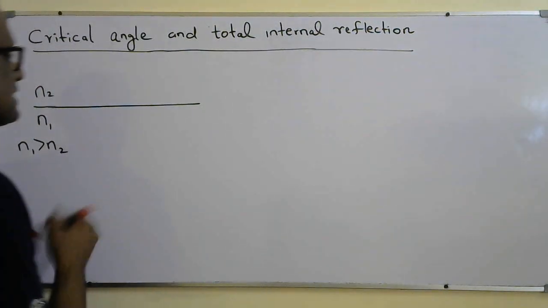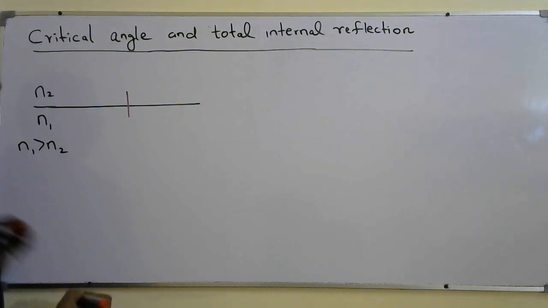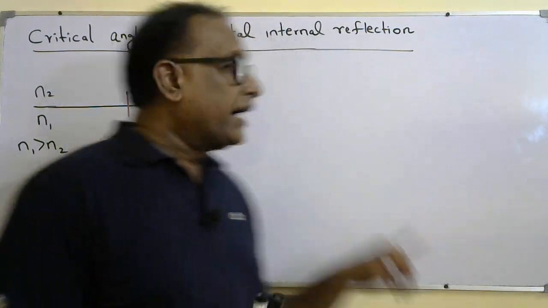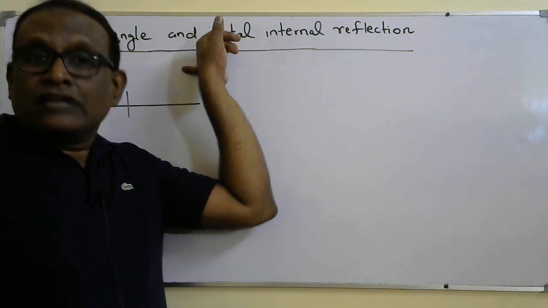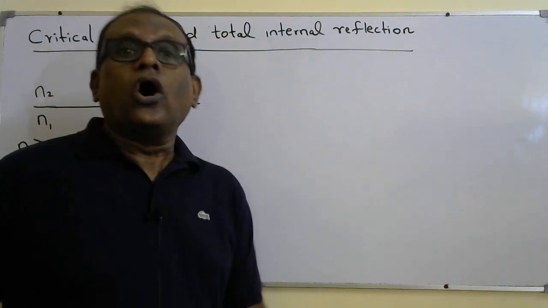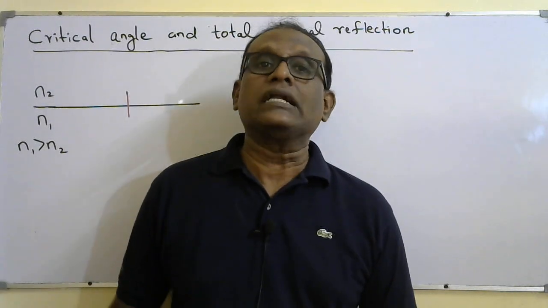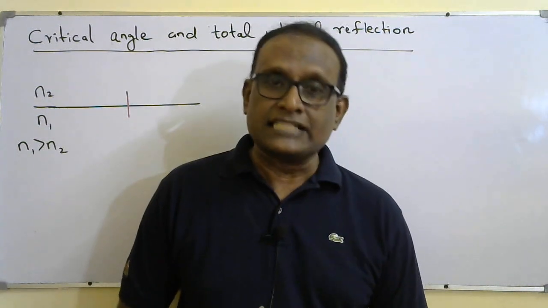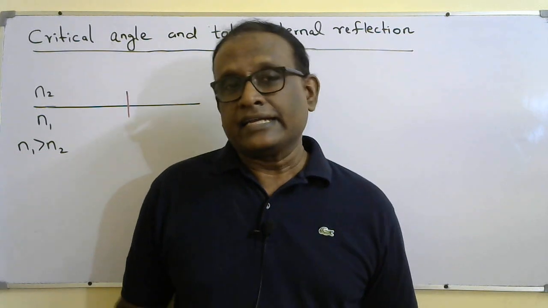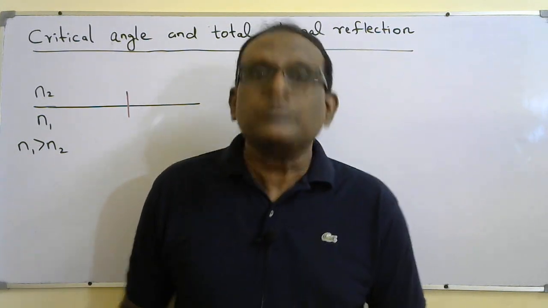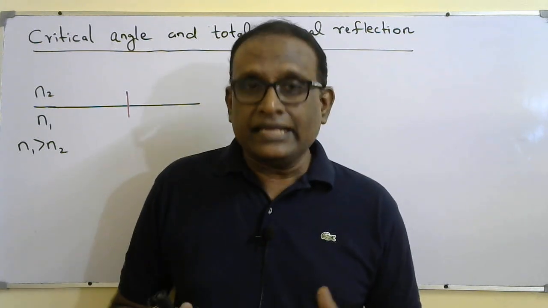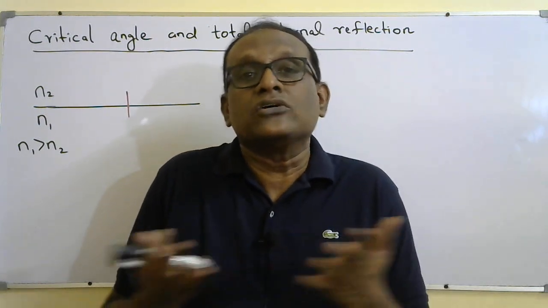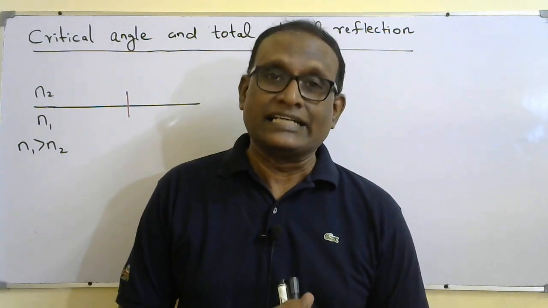But if the angle of incidence increases slightly, even half a degree or 0.1 degree more than the critical angle, light can't emerge into the second medium. Then what will happen? Light will reflect back. All the light will reflect back. That is called total internal reflection. No light will emerge into the second medium when the angle of incidence becomes greater than the critical angle. For example, if the critical angle is 30 degrees, and the angle of incidence becomes 30.0001 degrees, that slight increase will make a total internal reflection.